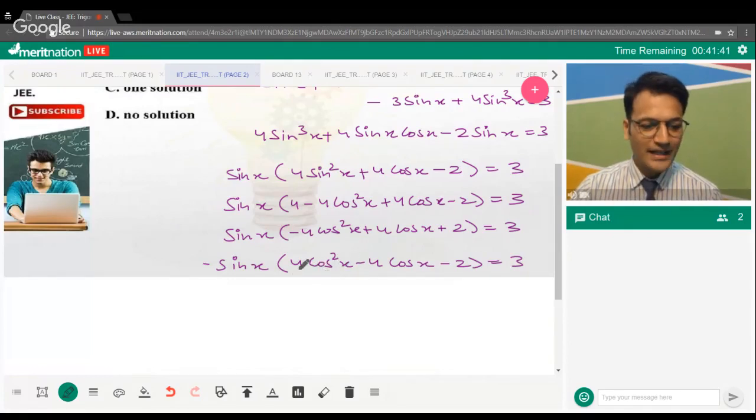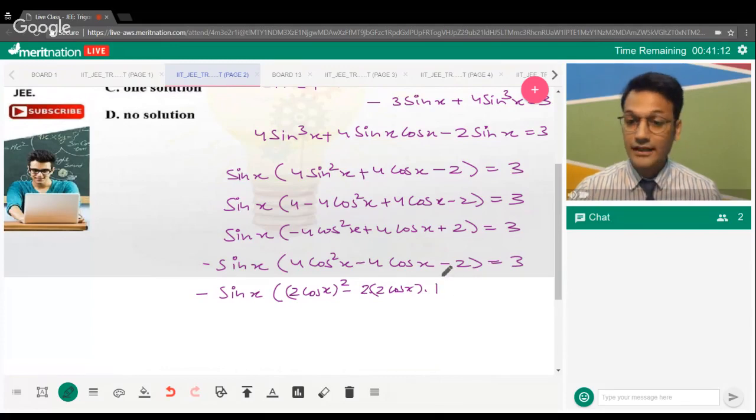So over here, I can complete the square of these two terms. So if I apply that, it's negative sine x. If I apply the same over here, I can say that this can be written as 2 cos x whole squared, minus over here, this can be written as 2 times 2 cos x, and then I'll write this as 1 by 2 or just 1, right?